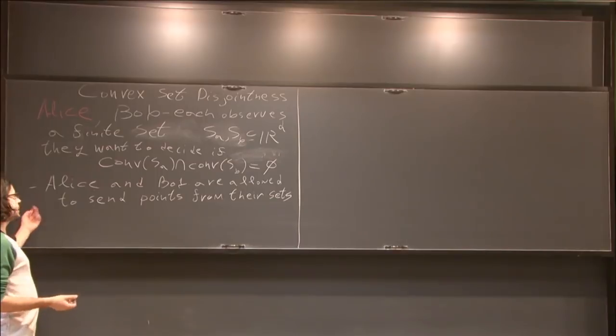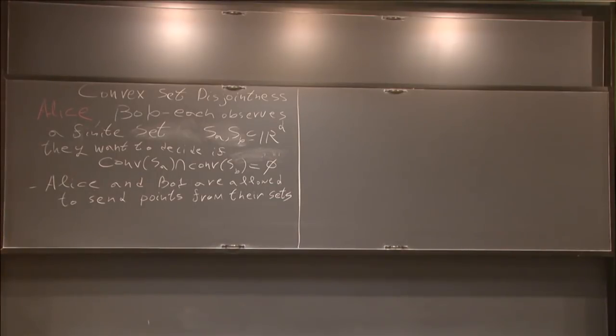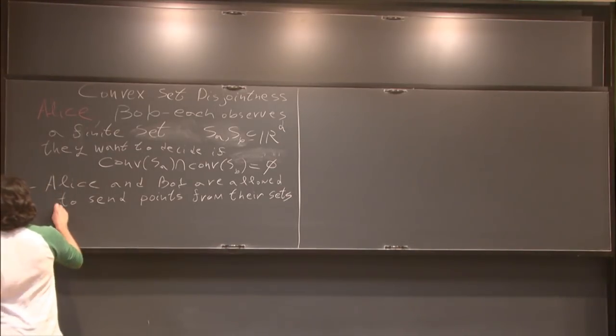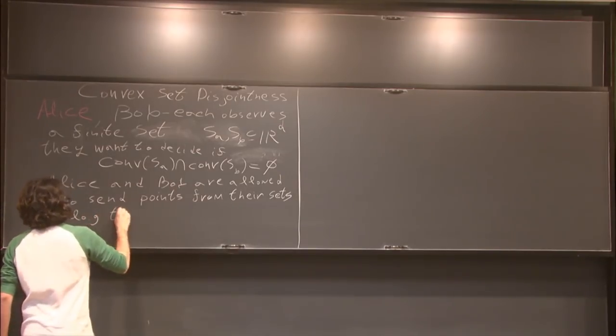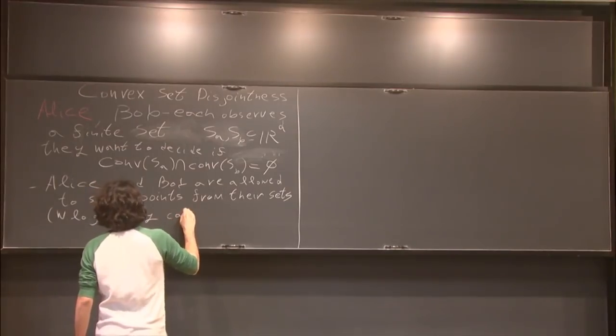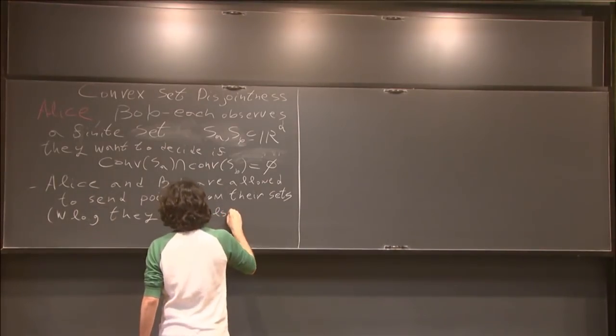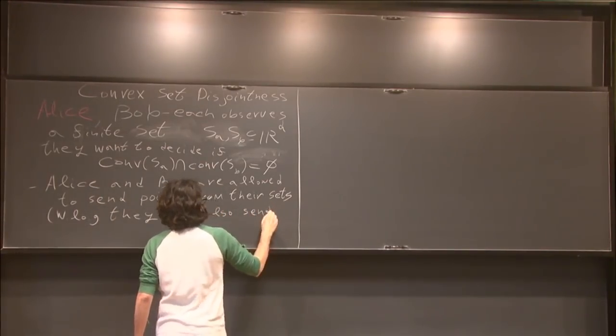So formally, if they can send points, they can somehow encode bits also, right? For example, I choose some point in my set and send it at the beginning of the protocol, and then if I send it twice, it means bit one. If I send it three times, it's another bit. So we're just going to assume, without loss of generality, that they can also send bits.